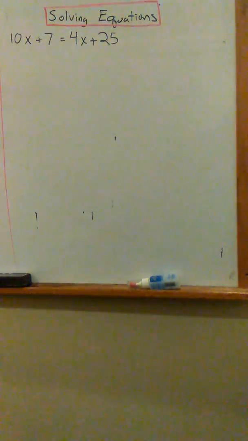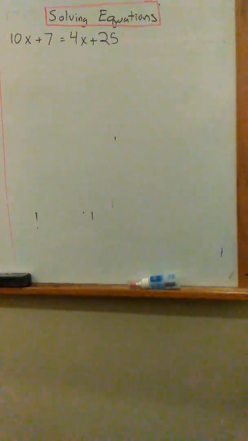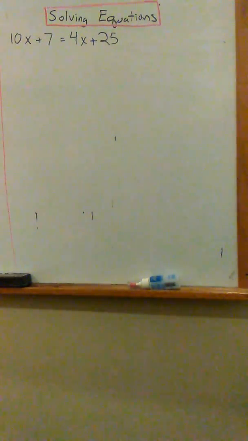So we ask ourselves, is there anything I can do to simplify the left-hand side? Okay, no. Is there anything I can do to simplify the right-hand side? Okay, in this case, no. So then the next step is what? Get all your variables on one side and then everything else on the other. And I usually like to put all my variables on the left-hand side. So let's do that.